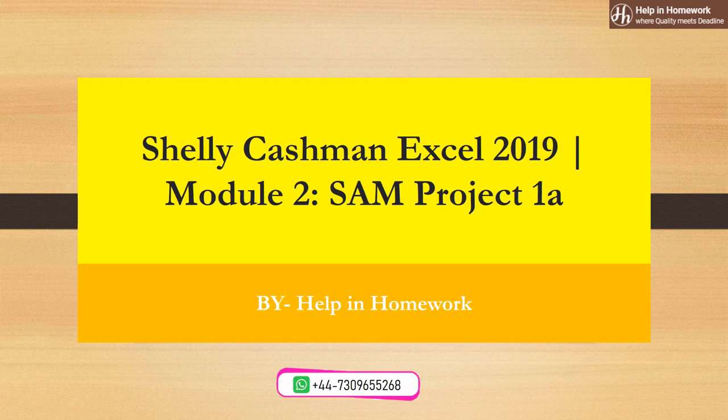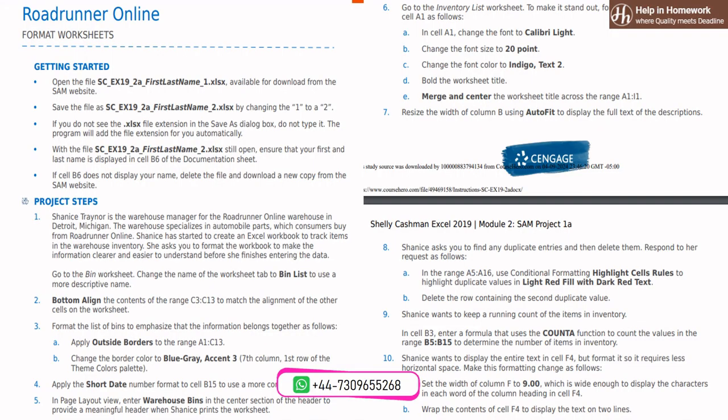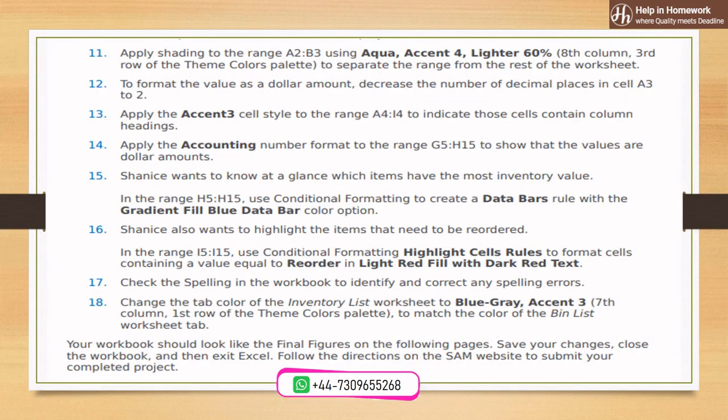Our client assigned a new task. This is the assignment of financial accounting. The title of the assignment is Shelly Cashman, Excel 2019 Vertical Bar Module 2, SAM Project 1A. Our client provided us with some file attachments you can see on your screen with full instructions to understand the problem. This assignment is divided into multiple steps.